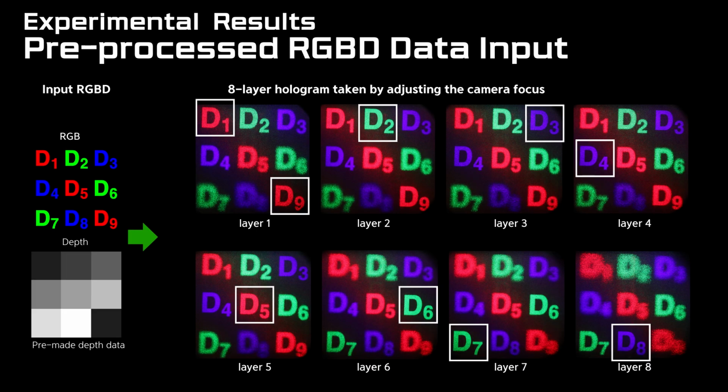This slide shows the results of a preprocessed RGBD data input experiment. This is an 8-layer hologram photo of the RHP system when the RGB and depth images shown in the picture are input. Layer 1, depth color is black, focus on characters D1 and D9. You can see that the focus is on the D2 character in layer 2, the D3 character in layer 3, and the D8 character in layer 8.